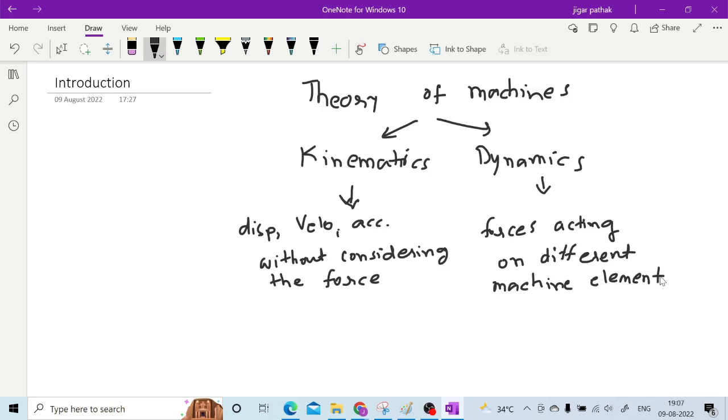So here there is a difference between kinematics and dynamics. Mass is not going to be considered when you are studying kinematics. But in case of dynamics, you have to consider mass also when you are going to see the forces acting on different machine elements. So this is the basic difference between kinematics and dynamics.